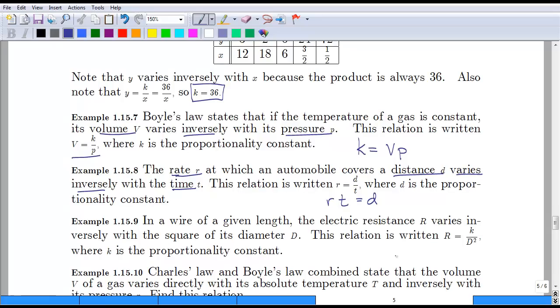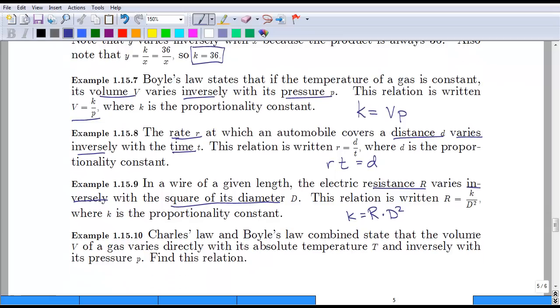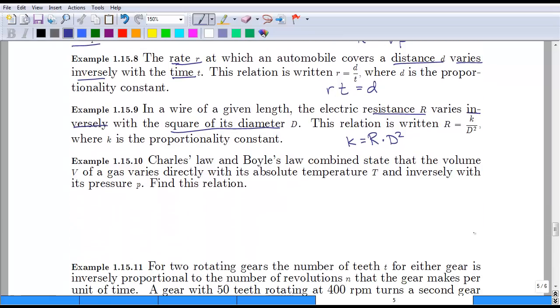Another example, in a wire of a given length, the electric resistance varies inversely with the square of the diameter. So K is equal to R times the diameter squared. Or if you wanted to rewrite this solving for R, K divided by D squared. So let's look at a few more examples.